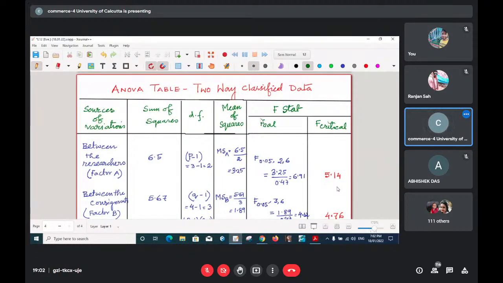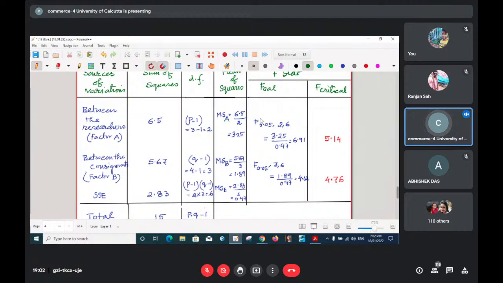So what is the mean of squares due to factor A? MS due to factor A is the sum of squares due to factor A divided by P minus 1, that means degrees of freedom 2. 6.5 divided by 2 gives 3.25. Now come to the second factor.